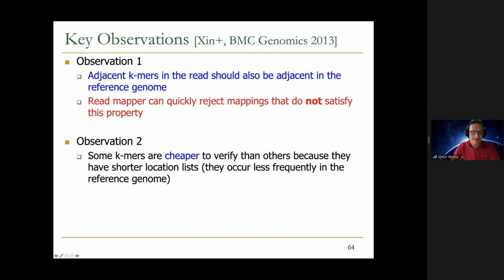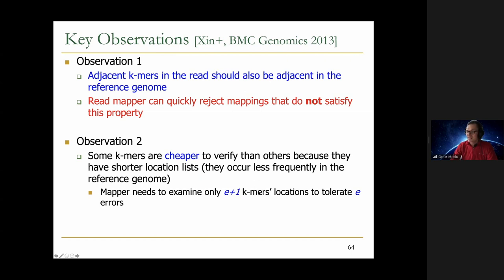The second observation is that some k-mers, meaning substrings, are actually cheaper to verify, cheaper to align than others, because they have shorter location lists, meaning they occur less frequently in the reference genome. And a mapper actually needs to examine only E plus one substrings in a read to tolerate E errors.